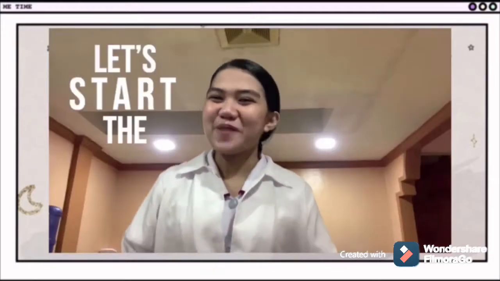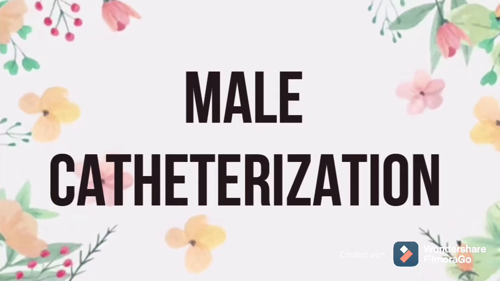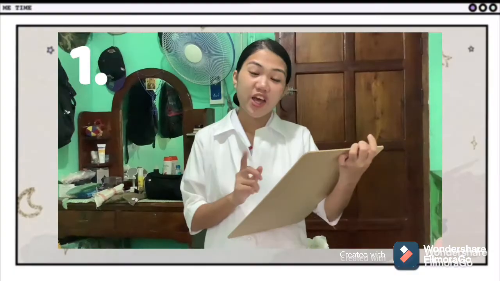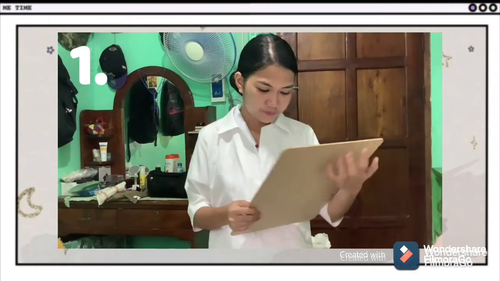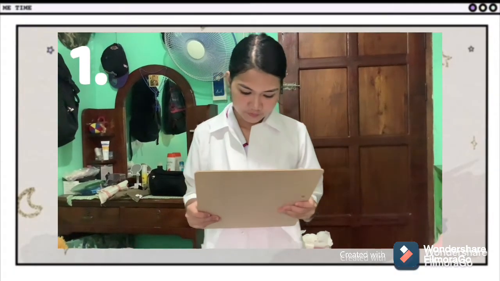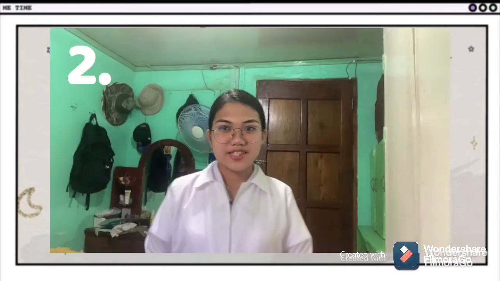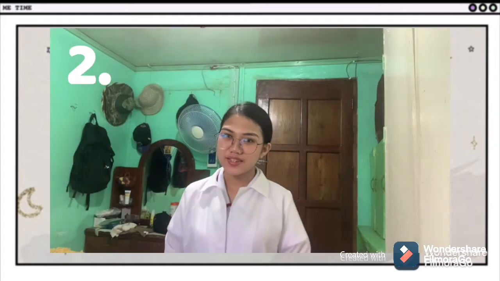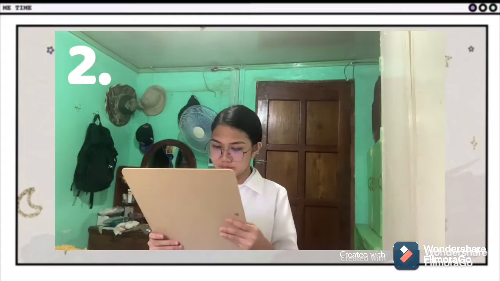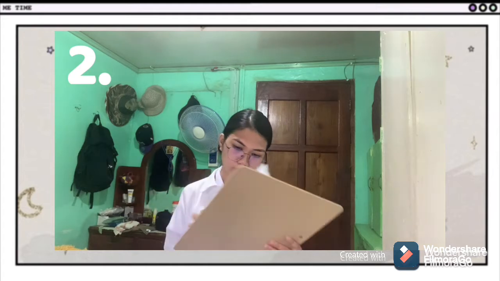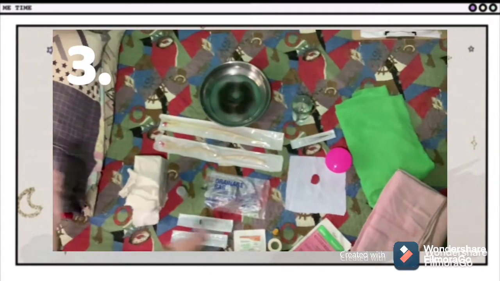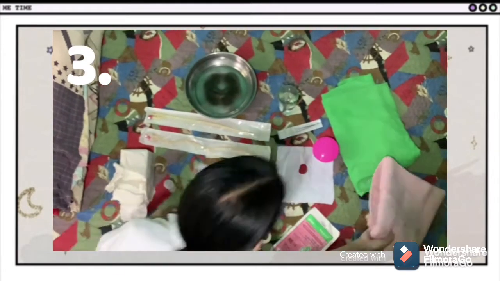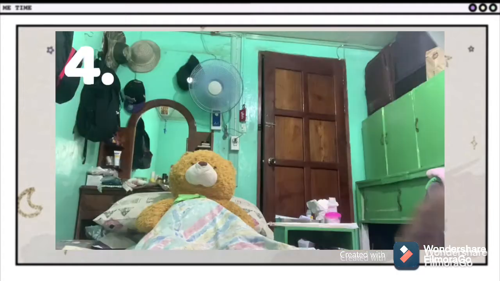Now, let's start the procedure. Check the doctor's order. Rationale: catheterization is only done with a medical order. Assess whether the client is allergic to betadine or plaster. Povidone iodine is often used to cleanse the vulva before catheterization. Assemble the equipment needed. Organization promotes efficient time management.